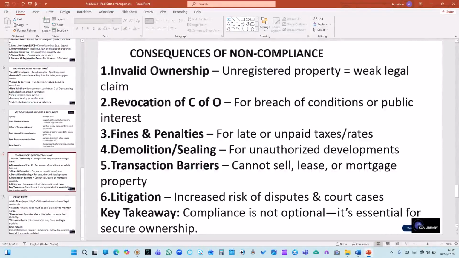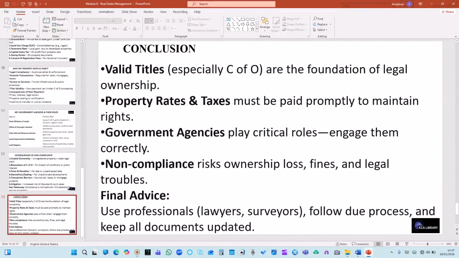Now let us look at the key takeaway. Compliance is not optional, but it is essential for secured ownership. In conclusion, valid titles, especially C of O, are the foundation of legal ownership. Property rates and taxes must be paid promptly to maintain rights. Government agencies play crucial roles. Engage them correctly. Non-compliance risks ownership loss, fines, and legal troubles. Final advice: use professionals like lawyers and surveyors, follow due process, and keep all documents updated.